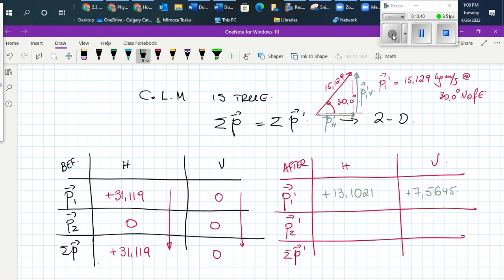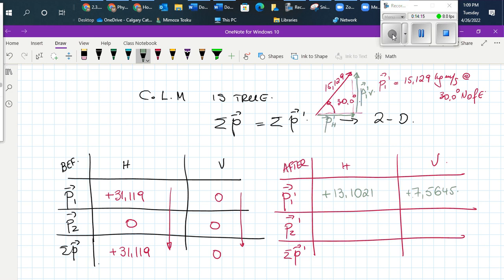Now, we do not know the horizontal component and the vertical component of the second momentum of the second object. Therefore, for something that we do not know, in math and in science, we assign it a variable. So you can say an x, you can say an h, you can say P2 prime h, you can say anything that you want. For simplicity, I say just x and y.